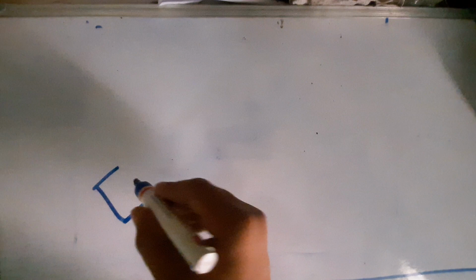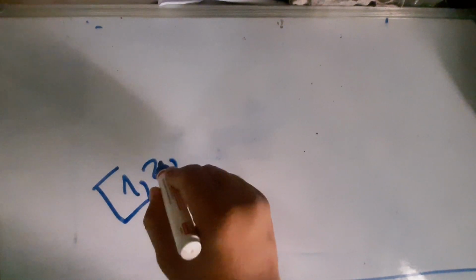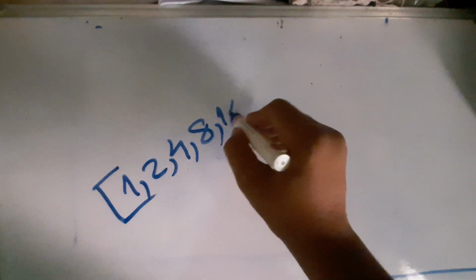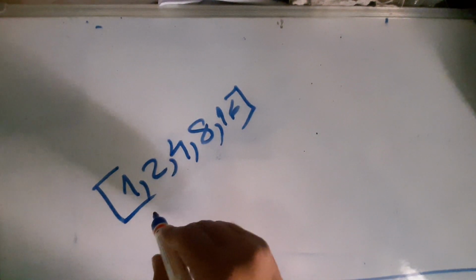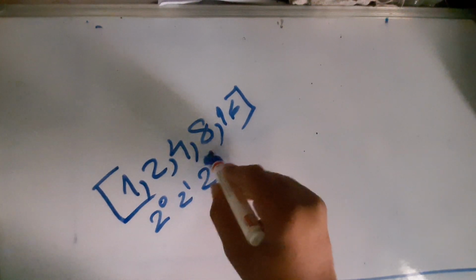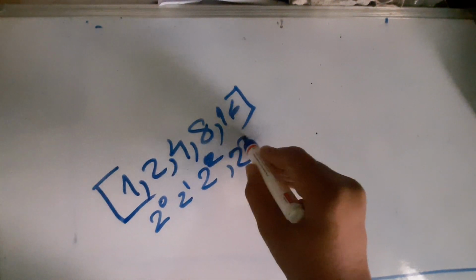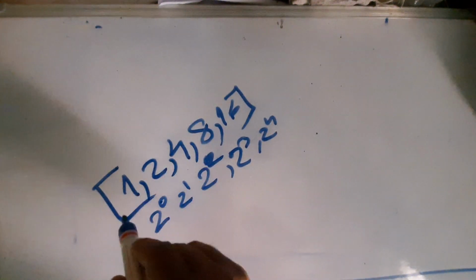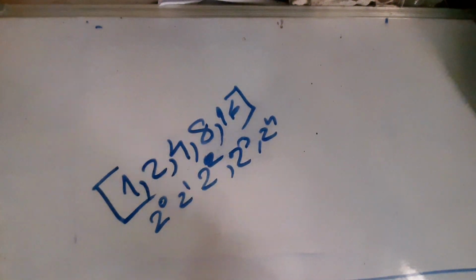The array will consist only of powers of two. So what are the powers of two? Suppose 1, 2, 4, 8, 16, this type of number. What are they? They are 2 to the power 0, 2 to the power 1, 2 to the power 2, 2 to the power 3, 2 to the power 4. That means all the numbers in the array will be a power of 2.